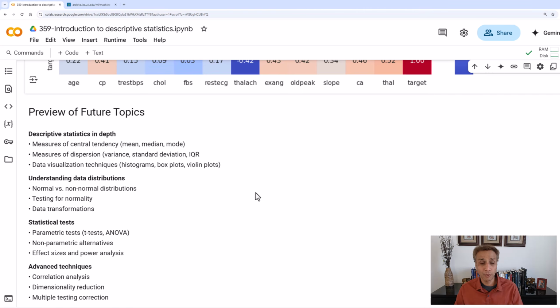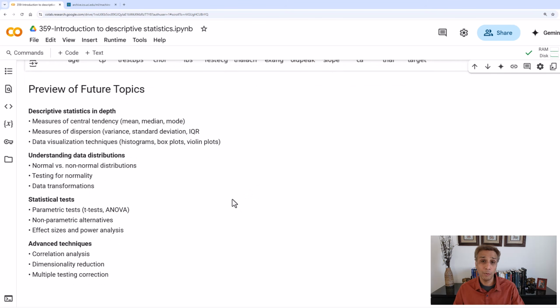And finally, before ending, I just want to make sure you understand what's going to happen in the next few tutorials. The next one, we're going to look at descriptive statistics a little bit in depth, like measuring the central tendency, which means mean, median, mode, and dispersion of this data, which means variance and standard deviation, and data visualization. Of course, we'll use more histograms, and later on we'll look at normal versus non-normal distribution and testing for normality, because how do you know it's normal?